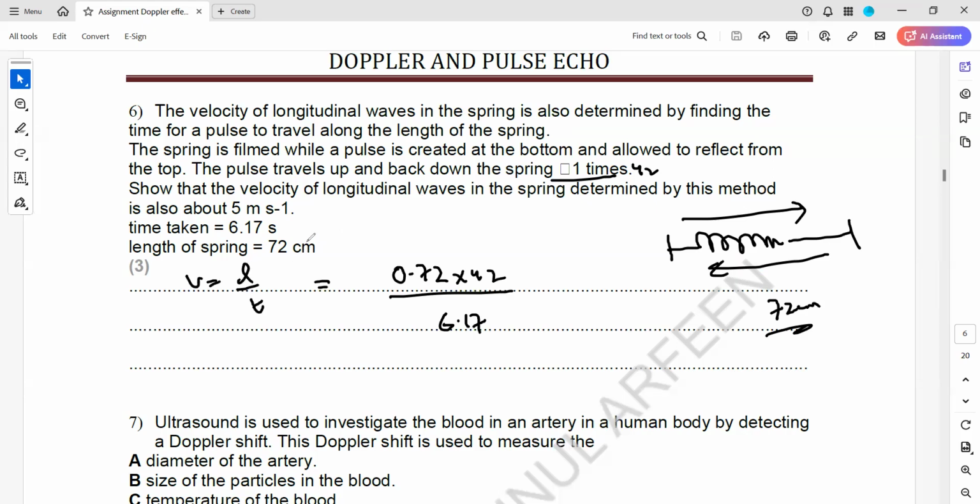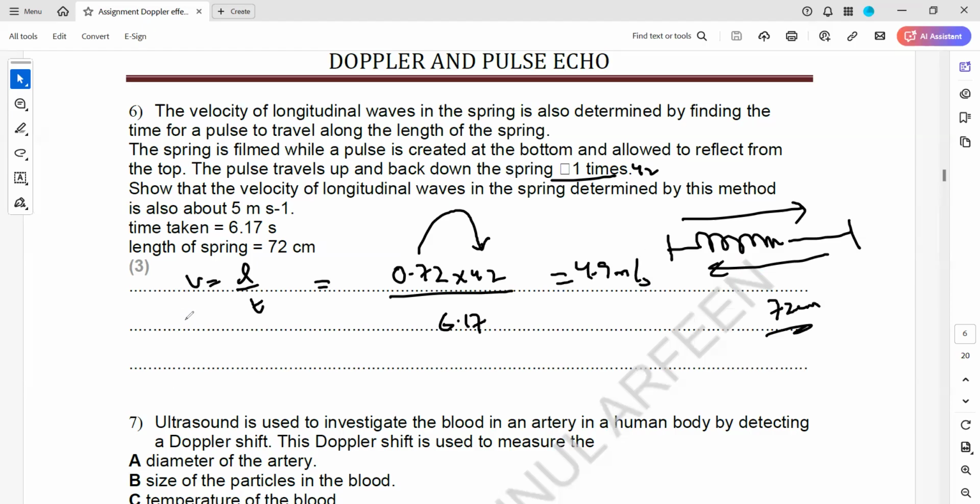So the length of the spring is 0.72, like 72 centimeter, 0.72. So it is going 42 times. In 42 times, how much is the distance covered? So 0.72 into 42, that is the total distance covered, and 6.17 is the total time. So when we divide them, we get the speed, that is 4.9 meter per second. That is one way of doing the question.